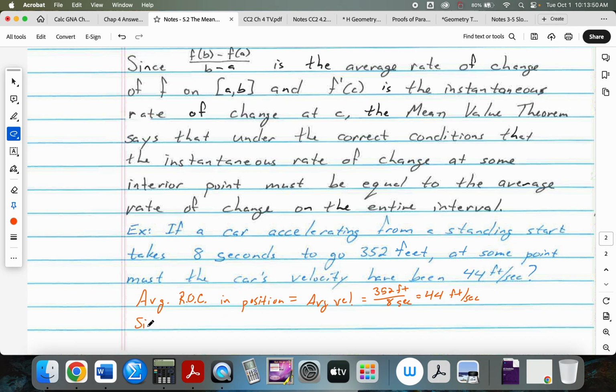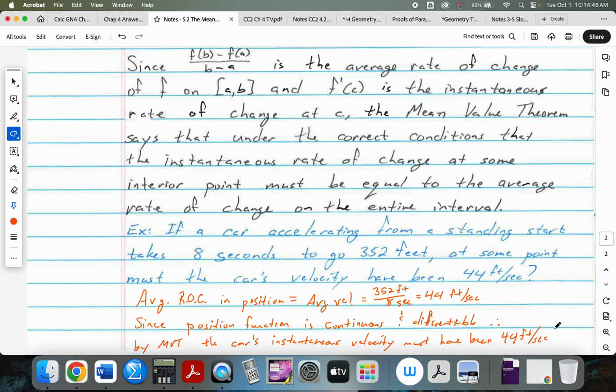So, since the position function is continuous and differentiable, therefore, by the mean value theorem, the car's instantaneous velocity must have been 44 feet per second at least once.